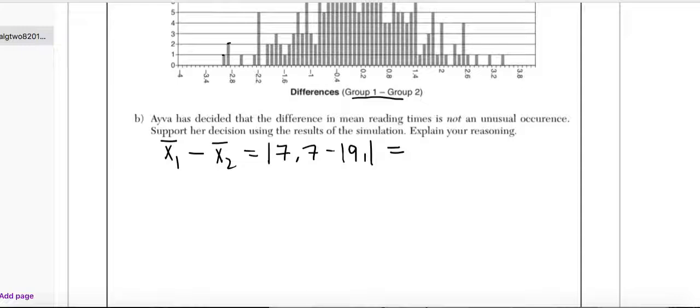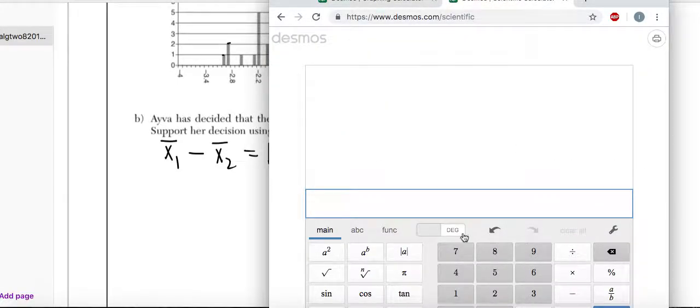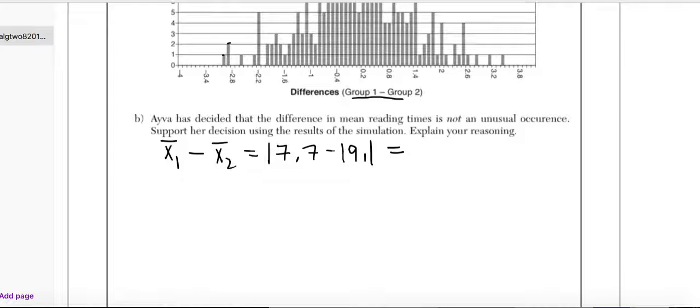And it was in seconds. So if I do that, 17.7 minus 19.1 is negative 1.4. This means that in the observed difference, right? That's what happened when Avia did her experiment.